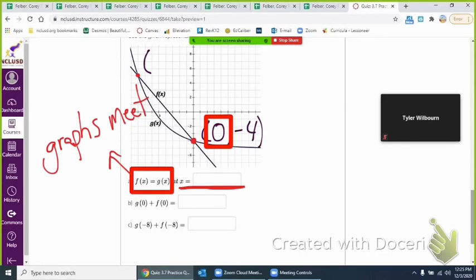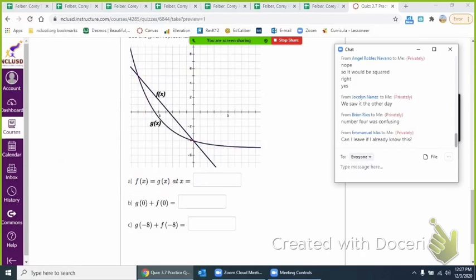Over here, they meet at -8, 5. Right? But again, we only want the x's. So you're actually going to have 2 answers in here. Okay, you just separate them by commas. You do them the same way.